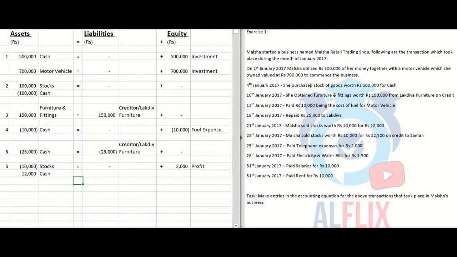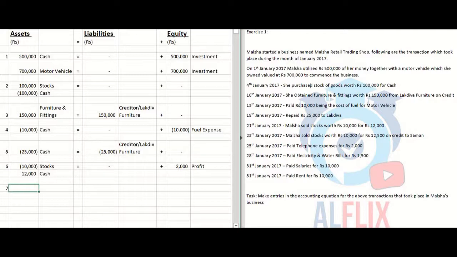Transaction number 7. Malsha sold stock on 23rd January 2017. Malsha sold stocks worth rupees 10,000 for rupees 12,500 on credit to someone. So previously we looked at a purchase on credit. Now this is a sale on credit. So Malsha is again selling stocks which have an actual worth of rupees 10,000 for rupees 12,500 on credit to someone.